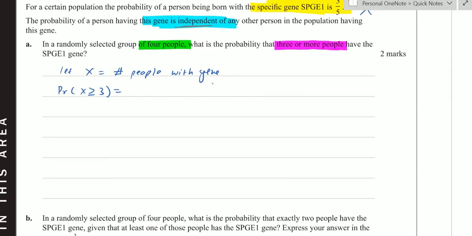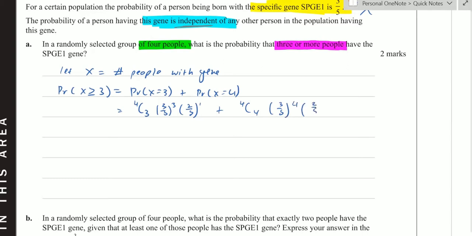So if you have 3 or more people, that means you have 3 people or you have 4. Those are the only 2 options because you have a maximum of 4 people. So you could either have 3 or 4. So this would be 4 choose 3, 3 on 5 to the power 3, and then the probability of not having it to the power 1, and then plus 4 choose 4, 3 on 5, so the probability of having it to the power 4, and then the probability of not having it to the power 0, and then all you have to do is simplify.